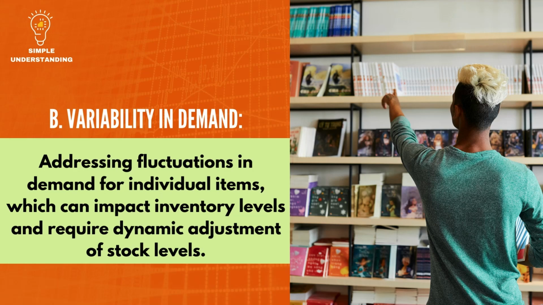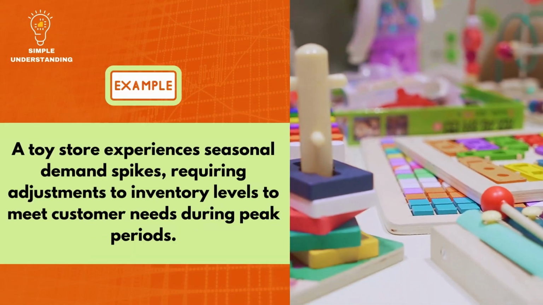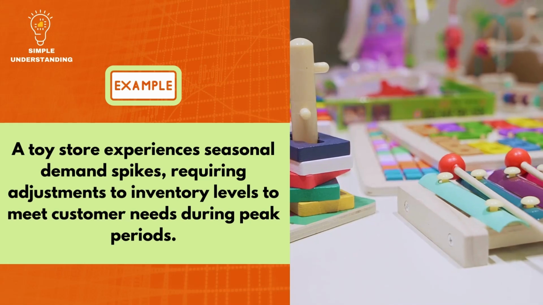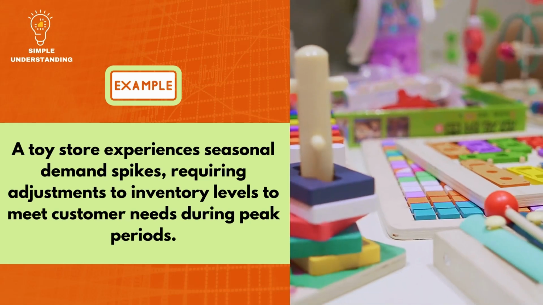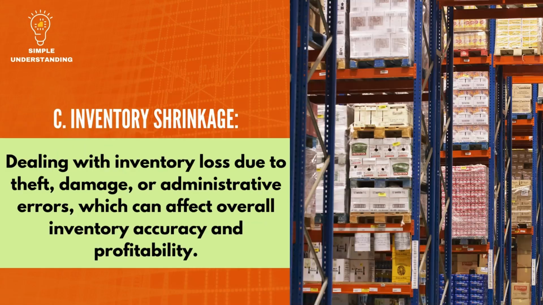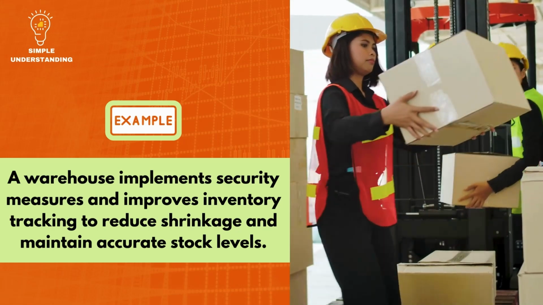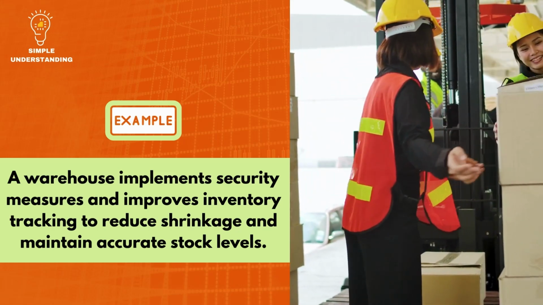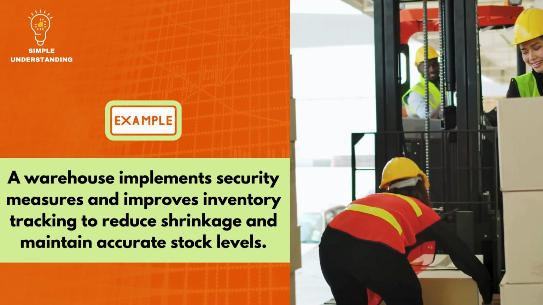B. Variability in demand. Addressing fluctuations in demand for individual items, which can impact inventory levels and require dynamic adjustment of stock levels. Example: a toy store experiences seasonal demand spikes, requiring adjustments to inventory levels to meet customer needs during peak periods. C. Inventory shrinkage. Dealing with inventory loss due to theft, damage, or administrative errors, which can affect overall inventory accuracy and profitability. Example: a warehouse implements security measures and improves inventory tracking to reduce shrinkage and maintain accurate stock levels.